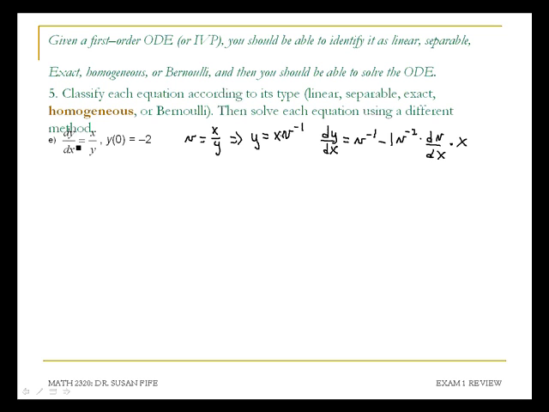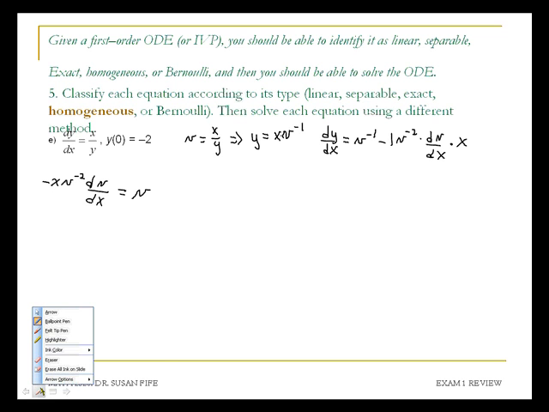Okay, so substituting in dy dx, I'm going to write this as negative x v to the negative second dv dx is equal to x over y, which is equal to v. And this should change the equation to one that's separable.